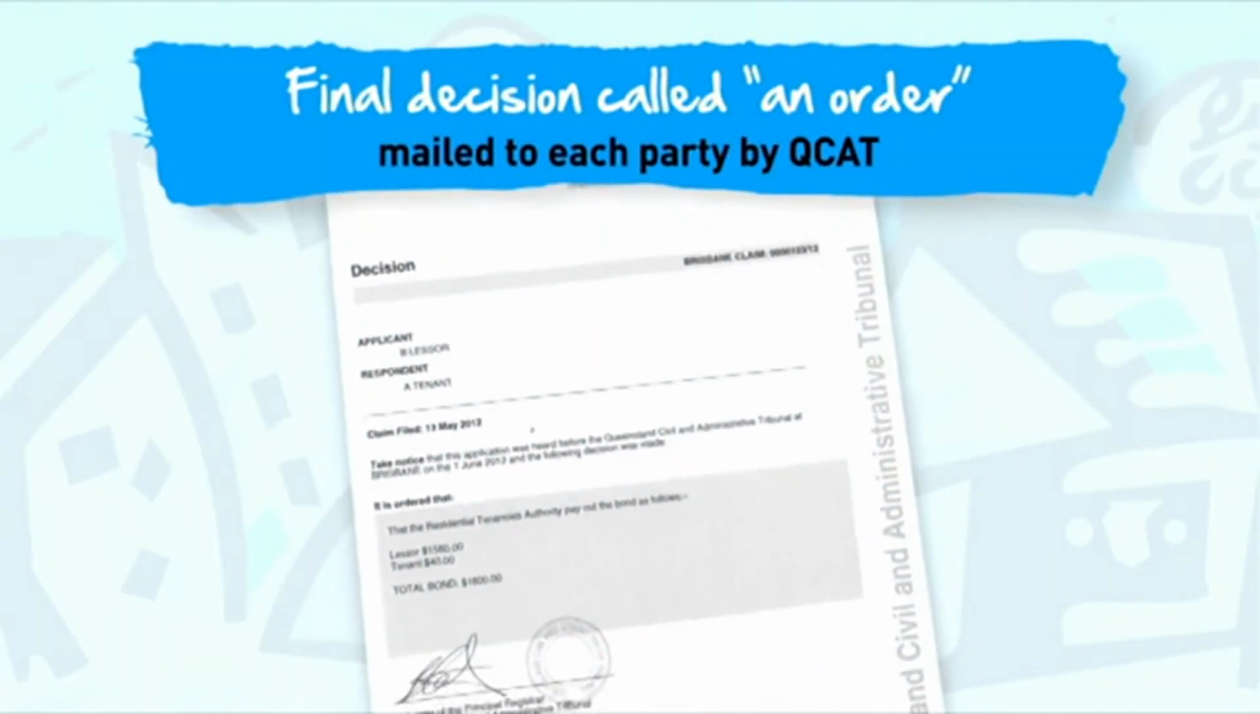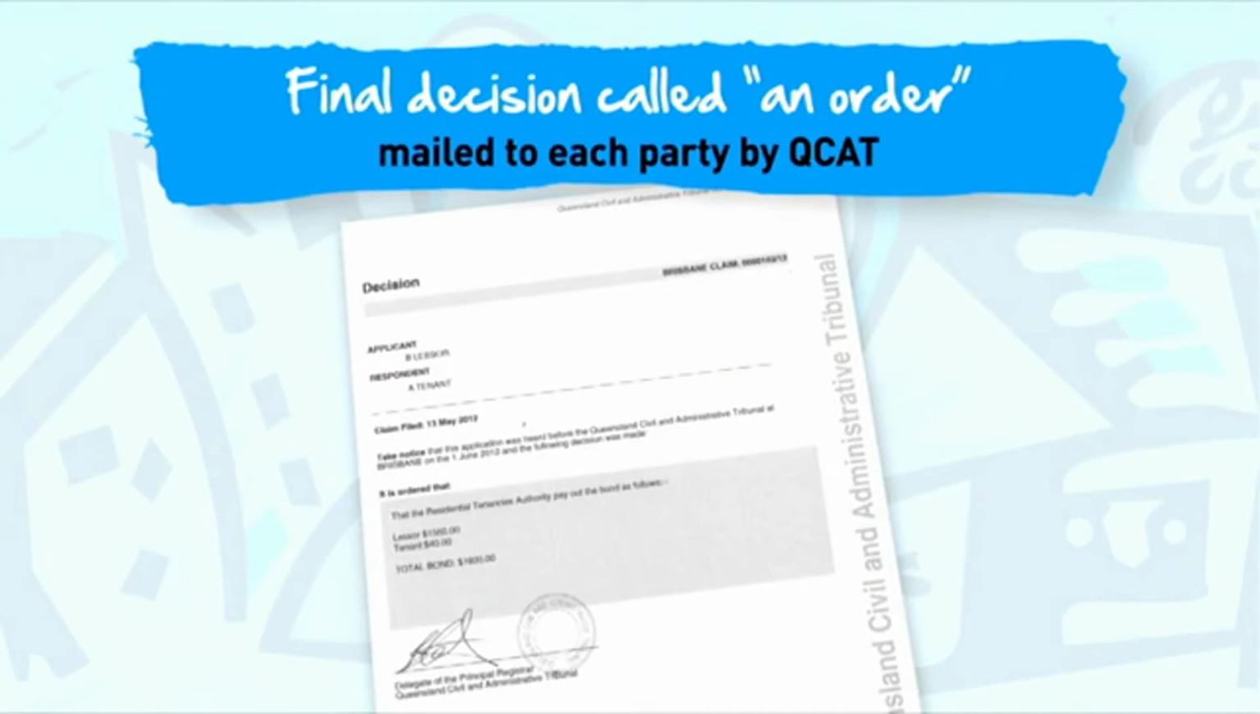The adjudicator's decision is final and binding, so you should do your best to accept the decision, whatever it may be. After the hearing, QCAT will mail a copy of the final decision, called an order, to each party. If you do not attend your hearing and you have a good reason, you can apply to QCAT for a reopening of your matter, especially if your evidence would have led to a different outcome.